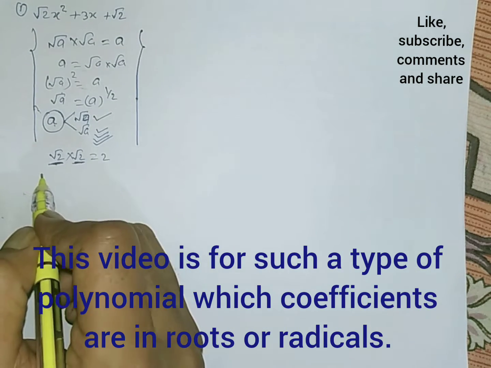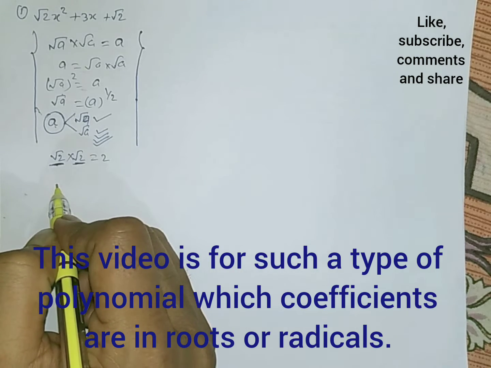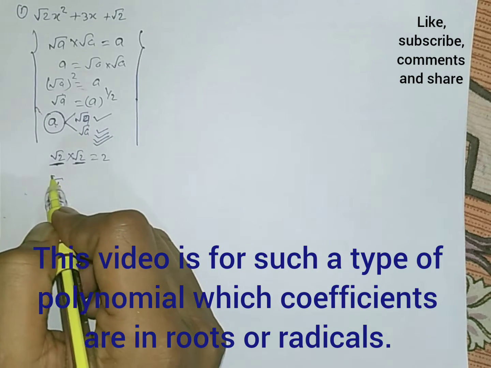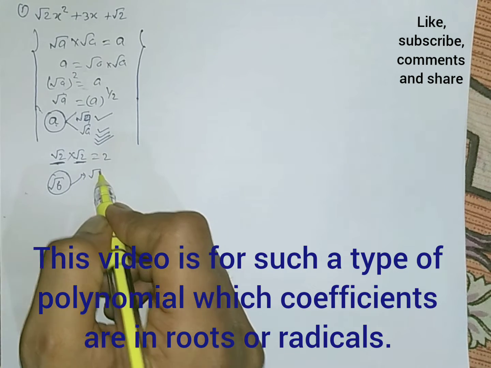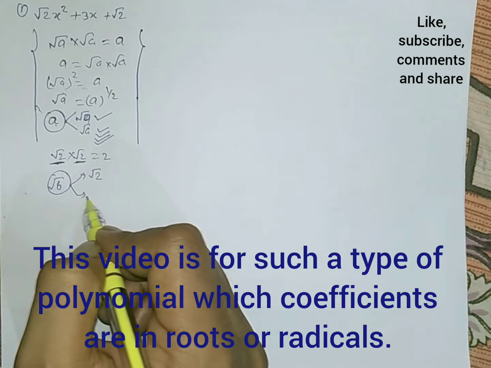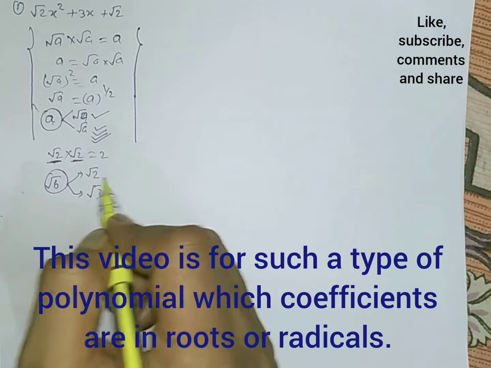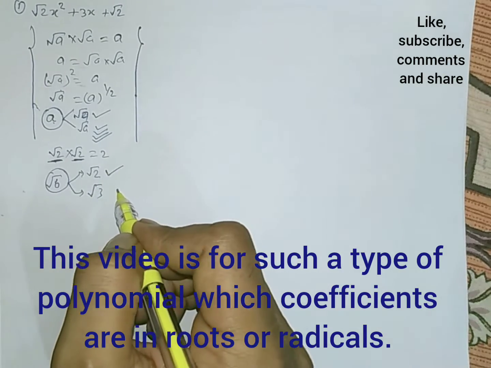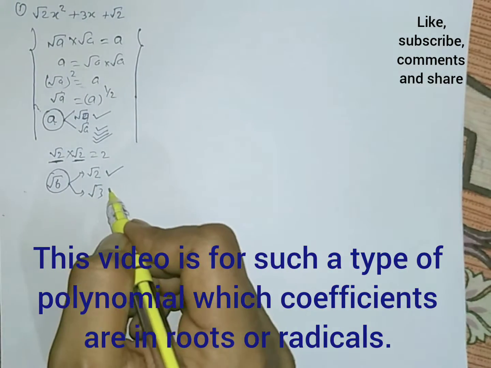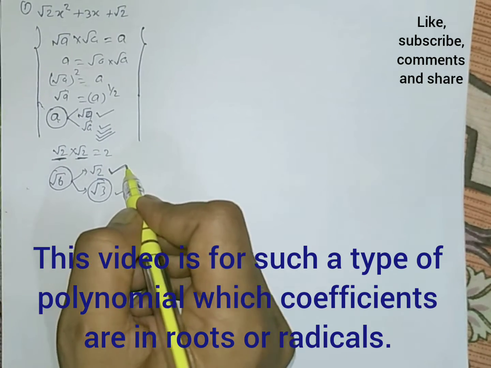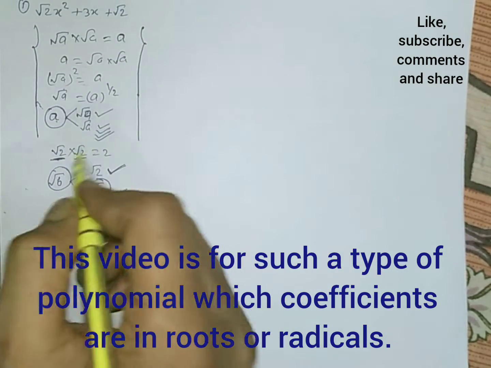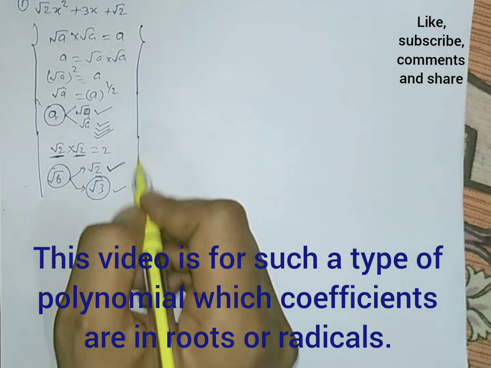Second thing, suppose root 6 is given. You can write it in splitting form as root 2 into root 3. When you take out root 2 as common, the rest will be root 3, and when you take out root 3, the rest will be root 2. So these are very important and essential.